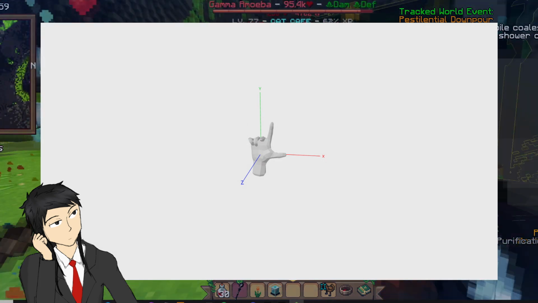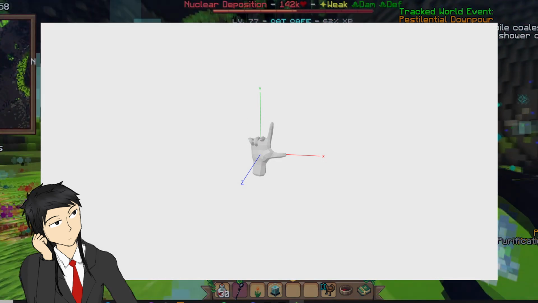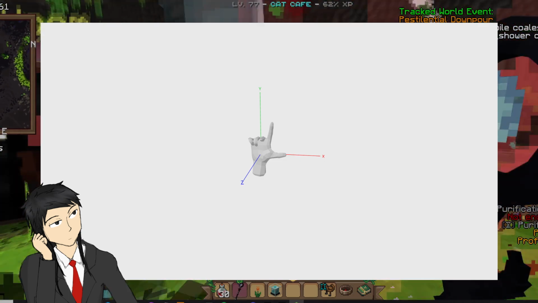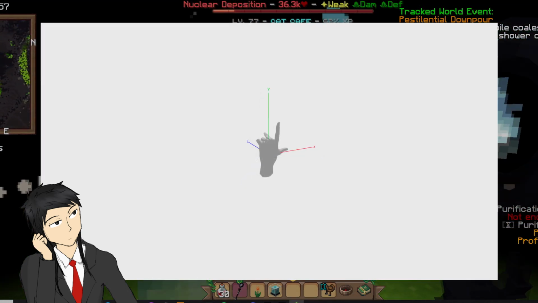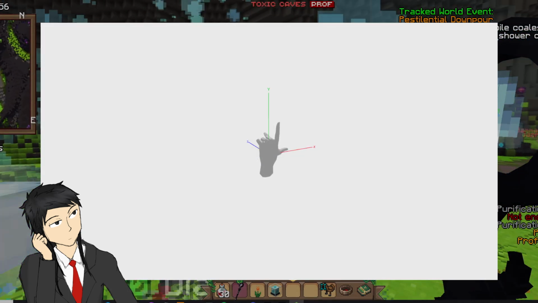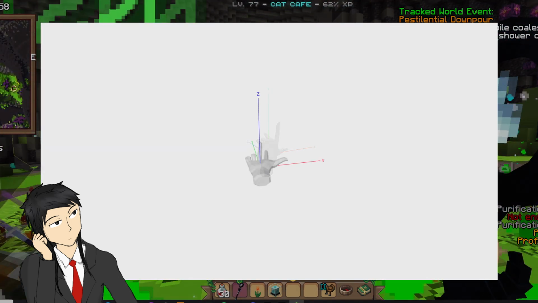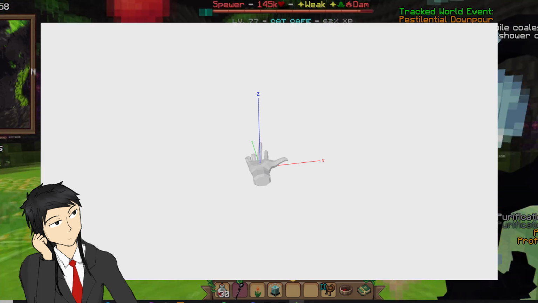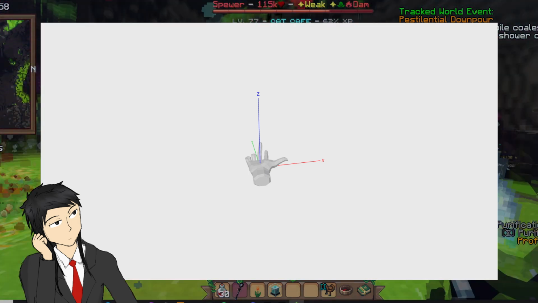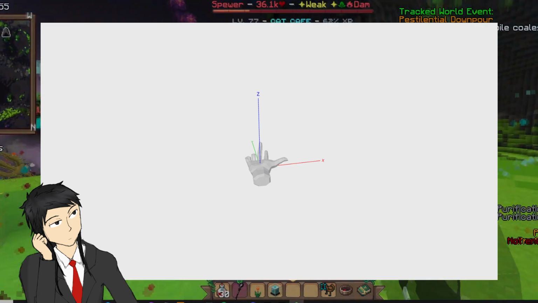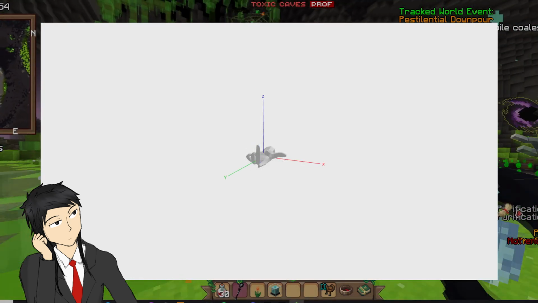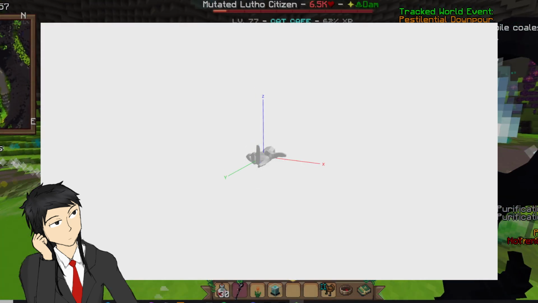Y up, right-handed, where positive Z is coming towards you. Y up, left-handed, where positive Z is going away from you. Z up, right-handed, where positive Y is going away from you. And finally, Z up, left-handed, where positive Y is coming towards you.